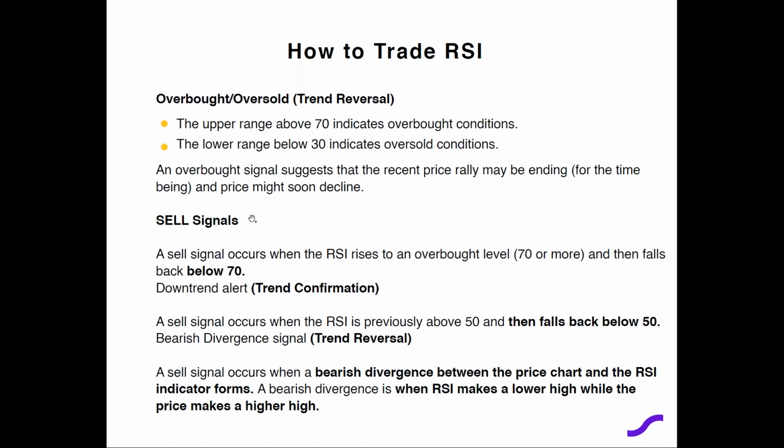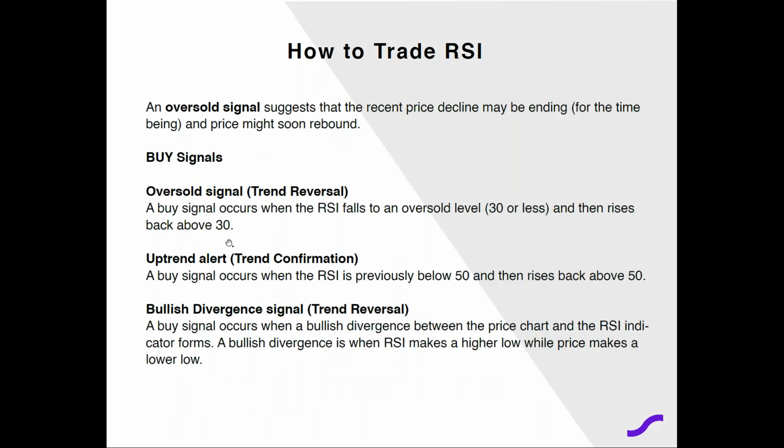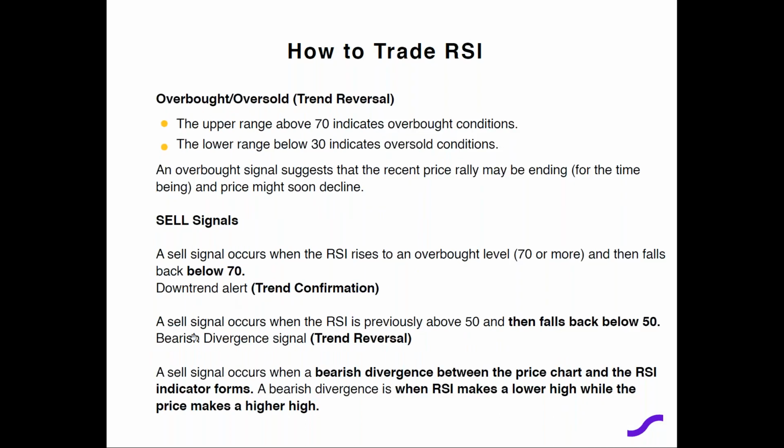If you want to take, for example, a buy, try and take it when the instrument is at a low. It's what we always say: buy at a low and sell at a high. That is the concept of using the RSI. An overbought signal suggests that the recent price rally may be ending for the time being, and price might soon decline. Now, sell signals. The sell signal occurs when the RSI rises to an overbought level of 70 and then falls below 70. Downtrend alert.